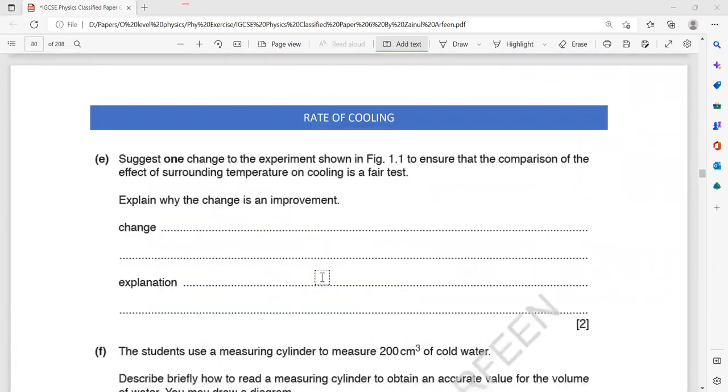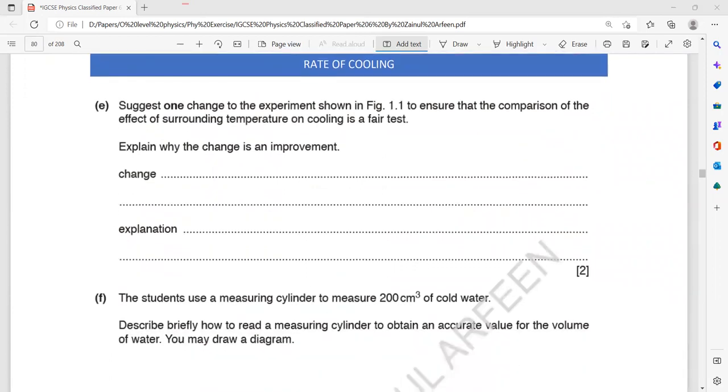For an improvement, you can mention different things, like make sure you are using the same amount of water, because the rate of cooling is affected by the amount of the liquid. You can mention the same time interval, because the rate of cooling is affected by the time interval as well. Use the same type of beaker, because the rate of cooling is affected by the beaker.